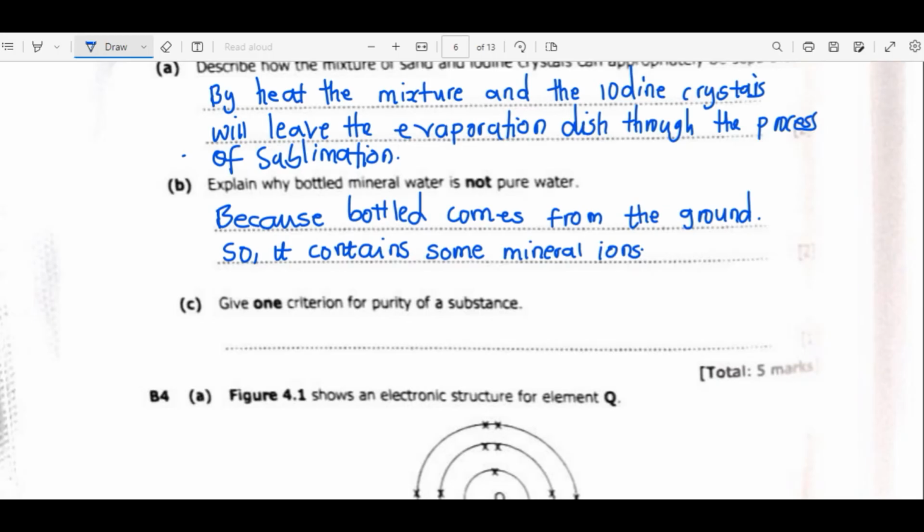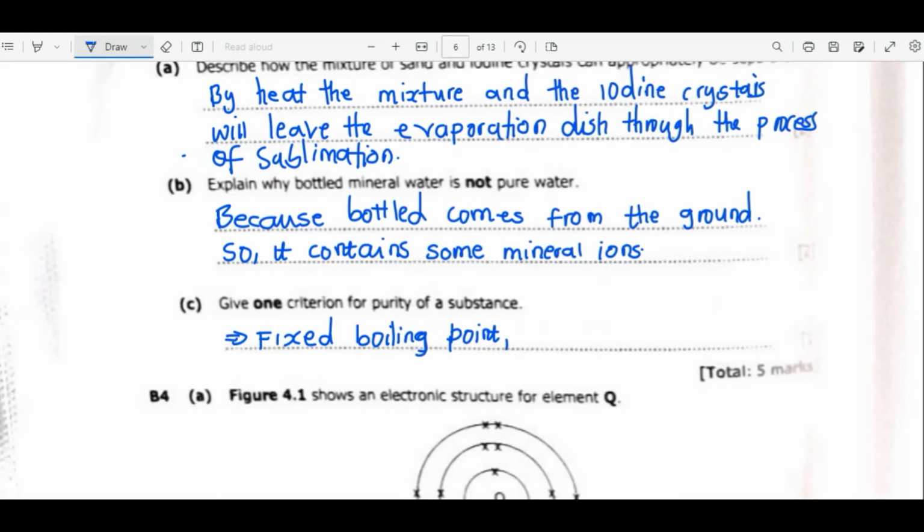Then C, give one criterion for purity of a substance. So meaning, how can we tell that, what can we use to test for purity of a substance? So the first one, we can say fixed boiling point. A pure substance has a fixed boiling point. For example, the boiling point of pure water is 100.